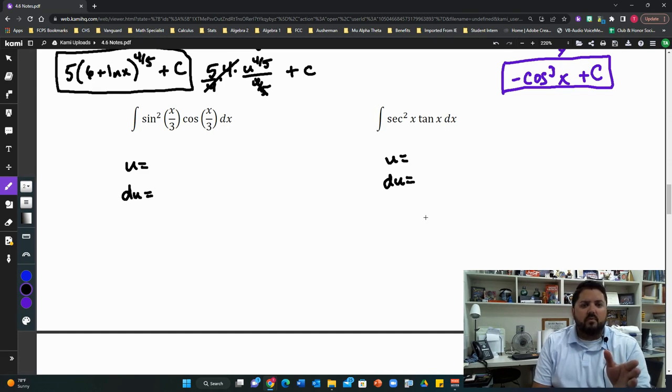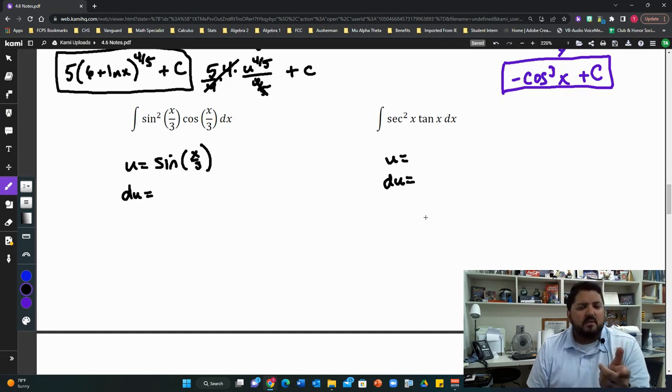If I think of this as sine of x over 3 quantity squared, that makes it a little bit more obvious in this case that the sine function is inside of the squared. So because it's inside of the squared, that's going to be my u. But the problem with this is that to take that derivative, I actually need the chain rule. This one is an example of a double chain rule, so we have to account for all of that extra differentiation.